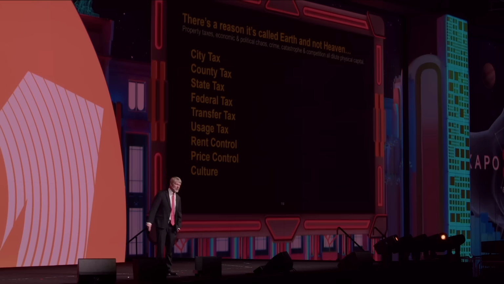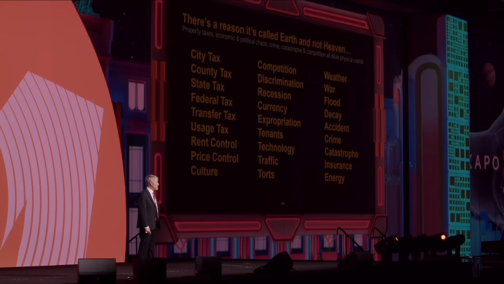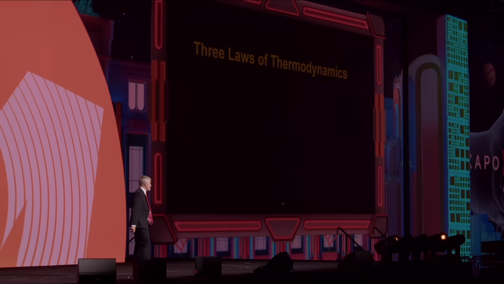Because politicians are very creative. They got a city tax, a county tax, a state tax, a federal tax, a transfer tax, a usage tax on the property. And if that doesn't get you, there's rent control, price control, or a culture shock. Then you got competition. You might get discriminated against. There's recession. The currency can collapse. Your tenants won't pay you. Someone will slip and fall on the front sidewalk and sue you. There's weather, war, crime, and catastrophe. And if energy prices go through the roof, it's going to be hard for you to make a go of it. Physical capital is not a simple solution.